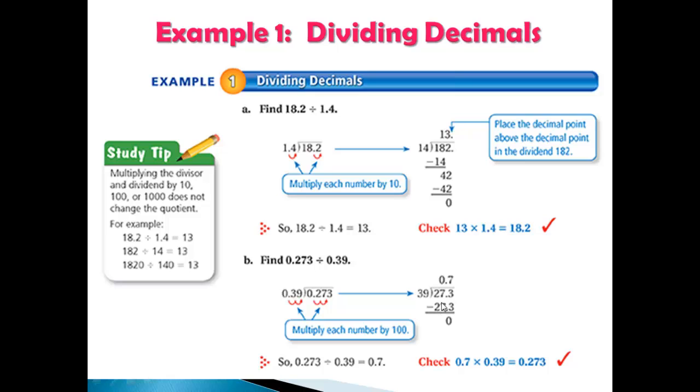39 will go in 7 times, and 7 times 39 is 273. When we subtract, we get 0. Our decimal will go straight above in our answer, so it's in front of the 7. We can then put a 0 in front of that so that we get our answer as 7/10.